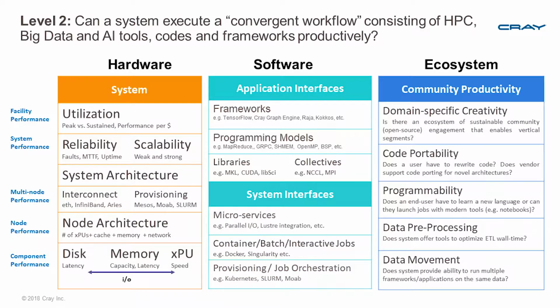So what we've started doing a little bit better in terms of convergence to enable productivity is that supporting software that's open source, that's the top layer where you're seeing the application interfaces.